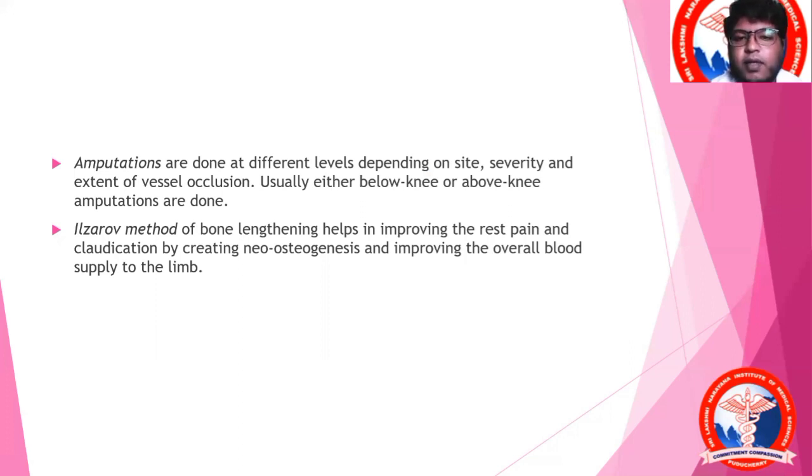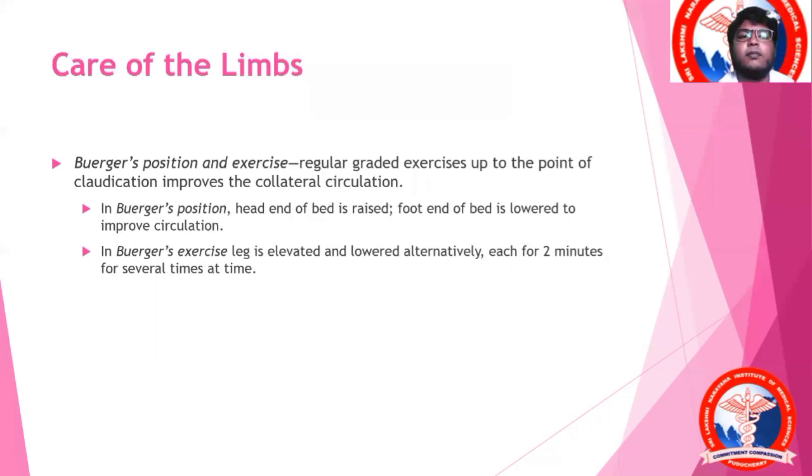Ilizarov's method of bone lengthening helps in improving rest pain and claudication by creating neo-osteogenesis and improving the overall blood supply of the limb. Care of limbs. Buerger's position and exercise, done regularly as graded exercises up to the point of claudication, improves collateral circulation. In Buerger's position, the head end of the bed is raised and the foot end is lowered to improve circulation. In Buerger's exercise, the leg is elevated and lowered alternately, each for 2 minutes, several times at a time.